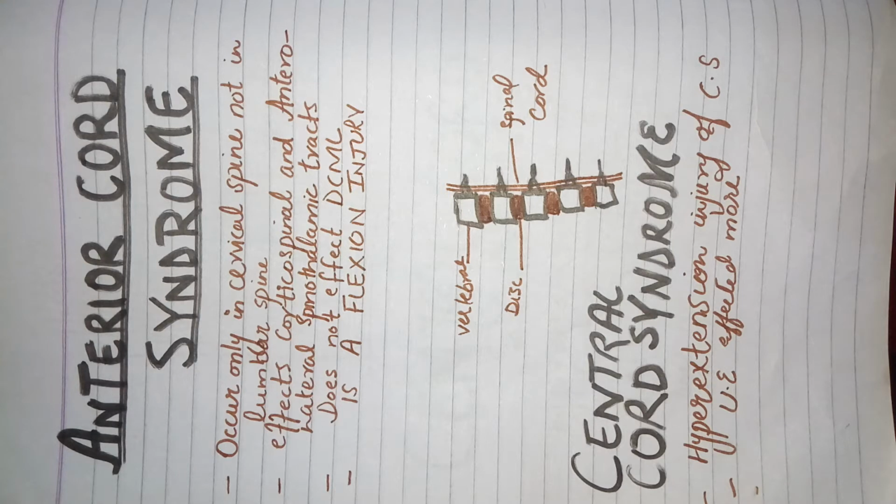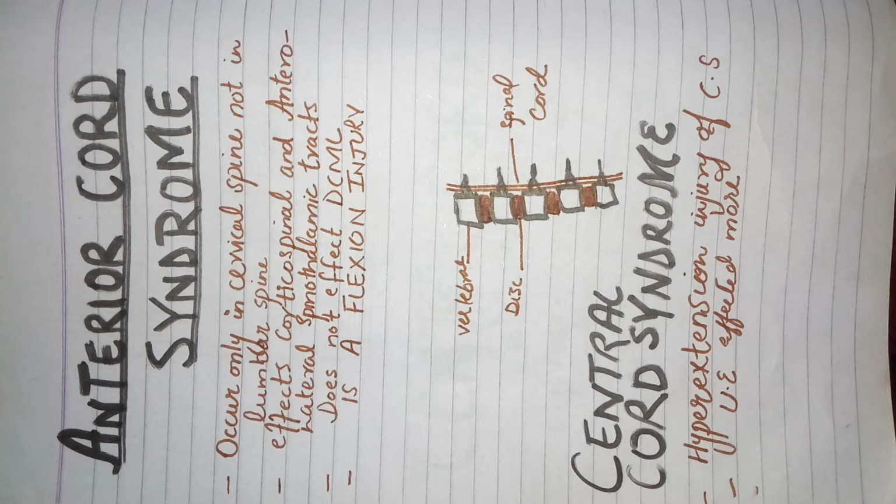This syndrome, anterior cord syndrome, happens only in the cervical spine and almost never occurs in the thoracic or lumbar spine. Why doesn't this occur in the lumbar spine? Because the spinal cord ends at the level of L1, so in the lumbar spine almost no spinal cord is available to be affected by this injury.